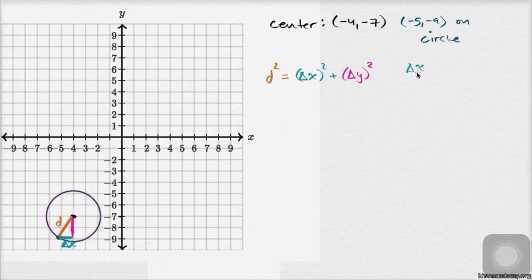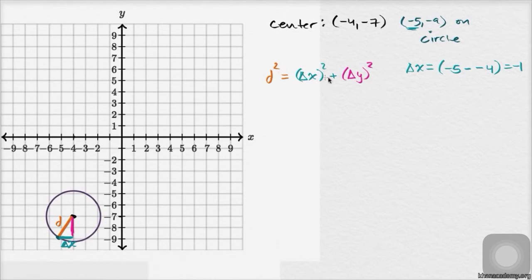Our change in x, and you can even eyeball it here, it looks like it's 1, but let's verify it. It doesn't matter which one you view as the start or the end, as long as you're consistent. So if we view this as the end, we'd say -5 minus -4. And so this would be equal to -1. So when you go from the center to this outer point, -5, -9, you go 1 back in the x direction. Now this distance would just be the absolute value of that, but it doesn't matter that this is a negative because we're about to square it, and so that negative sign will go away.